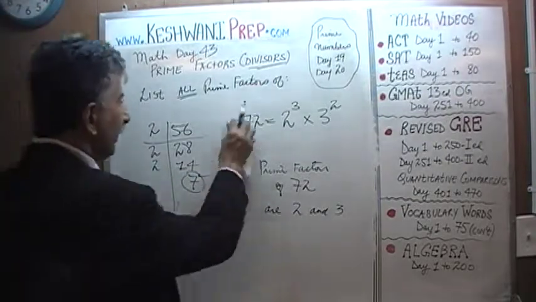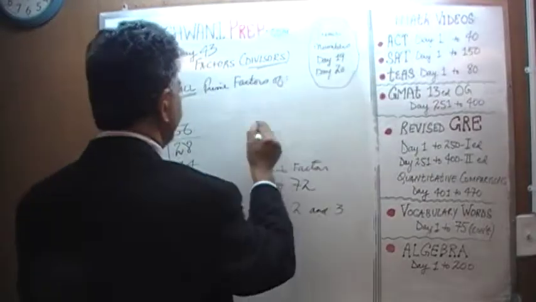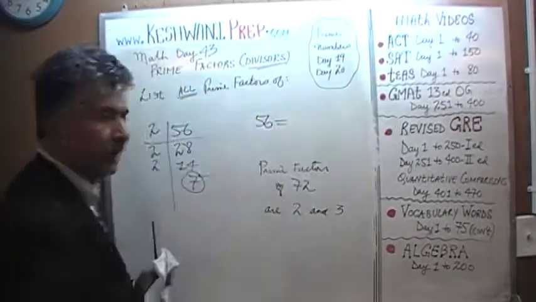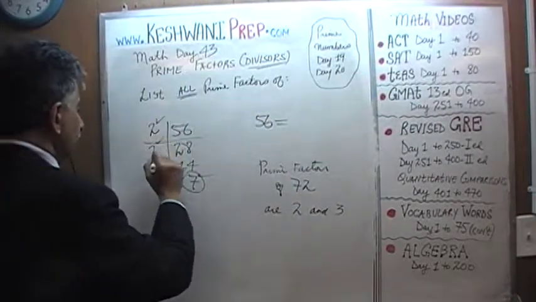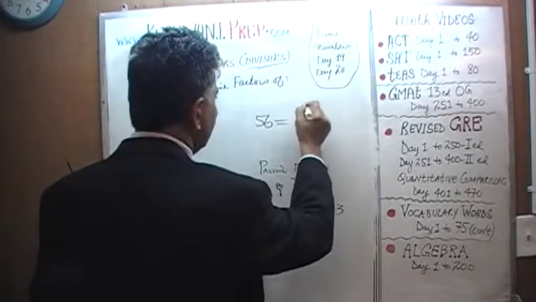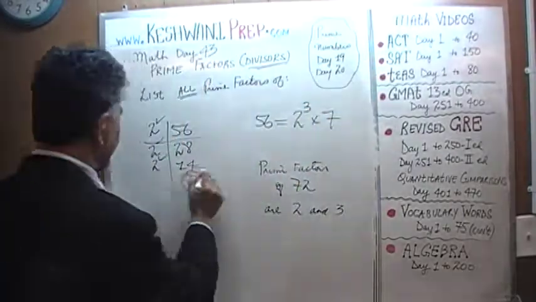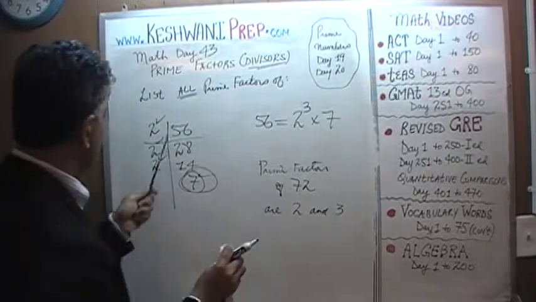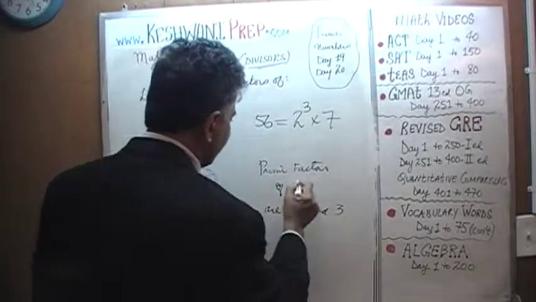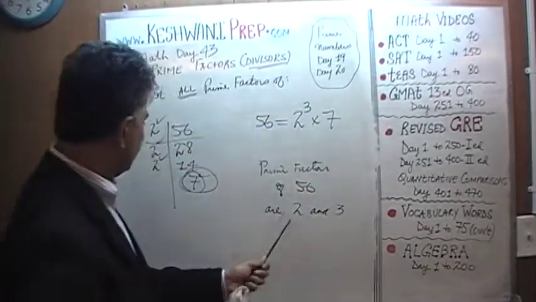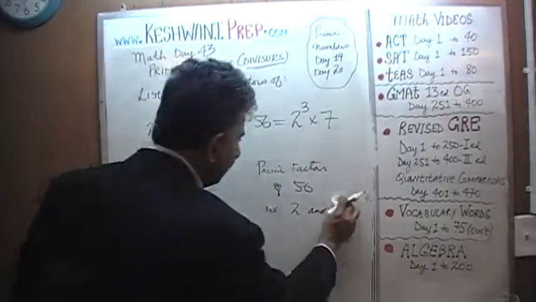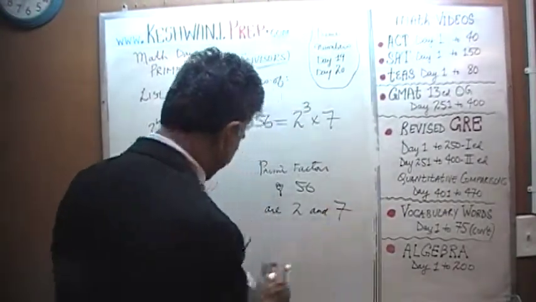And what we conclude is that 56 can be written as 2 times 2 times 2, 2 cubed, times 7. And therefore the prime factors of 56 are 2 and 7.